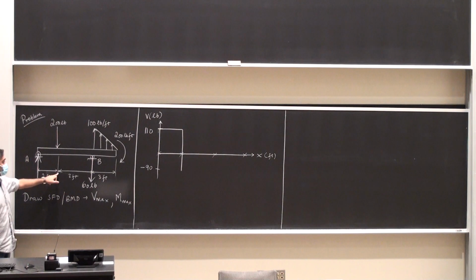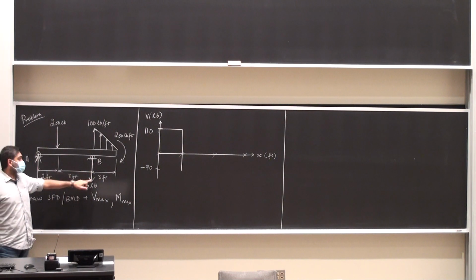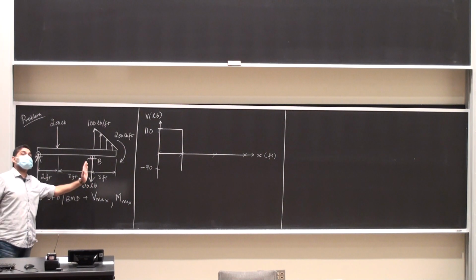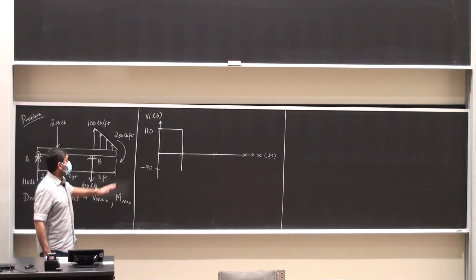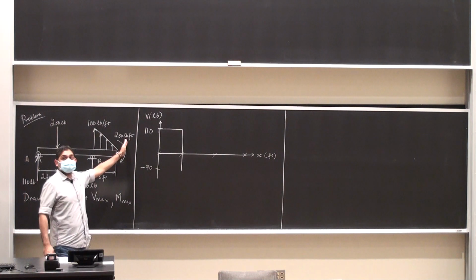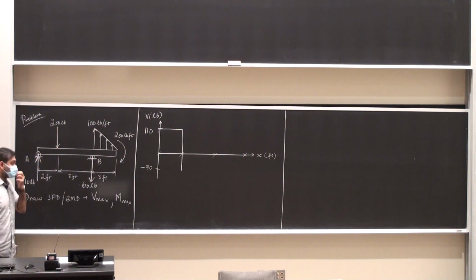Then I see that from here all the way to where this force is acting, so many things are taking place starting from point B. There is a force acting vertically down, and there is a distributed load acting. This does not do much to my shear force diagram, so I can leave that alone. It has been taken care of when I calculate the support reactions.